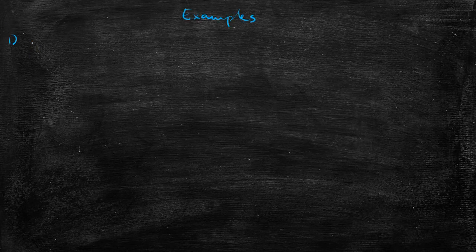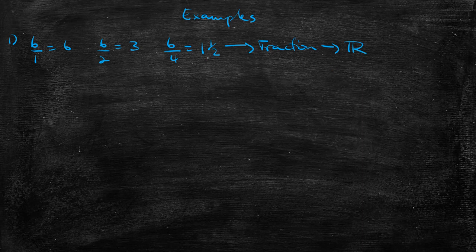The first example is finding the factors of 6. 6 can be divided by 1 to get 6, and it can be divided by 2 to get 3. You cannot, however, take 6 and divide it by 4. It will give you 1.5. This is a fraction, or you can say it's a real number. And since it's a real number, then 4 is not a factor of 6.